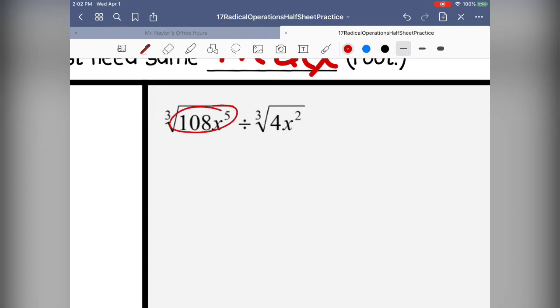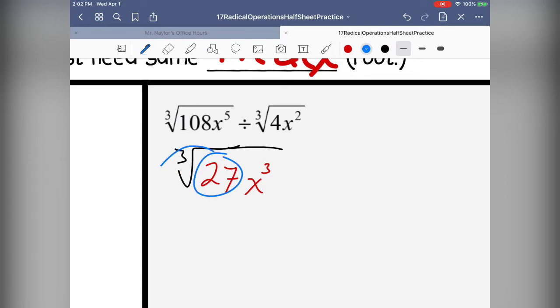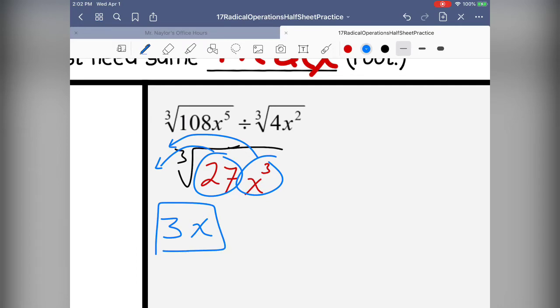Now I'm going to divide 108 x to the fifth and 4x squared. When you divide 108 by 4, you end up with 27. When you divide the x's, you actually subtract the exponents. And when I subtract those exponents, I end up with x to the third. Now, at this point, we have to think, what else can I do? It's a third root. 27 is a perfect third power. And so all of 27 comes out to be a 3. X to the third is also all going to come out because it evenly divides with that 3. So it leaves us with just a 3x.